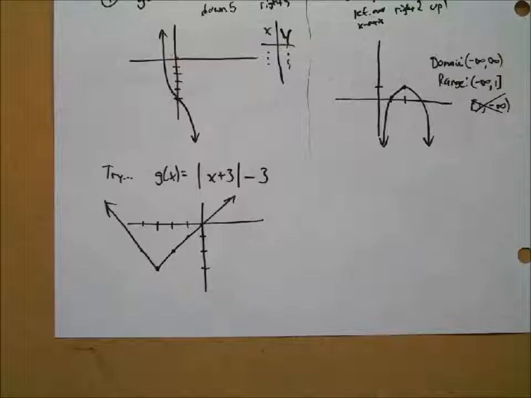Domain for this would be what? All real numbers, negative infinity to infinity, right? Range for this would be? Negative 3 to infinity, right? Again, starting with that lowest number there, negative 3, it goes all the way up to positive infinity, without bound. Okay, so that's that.